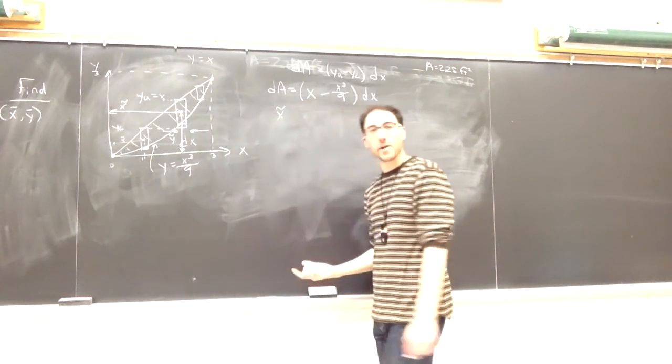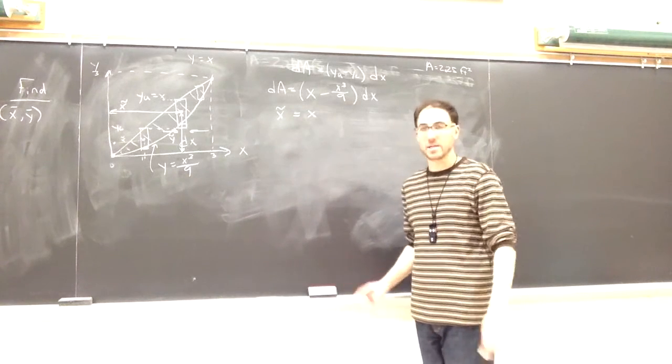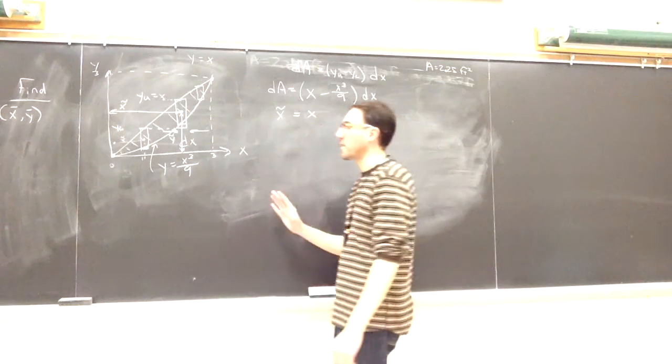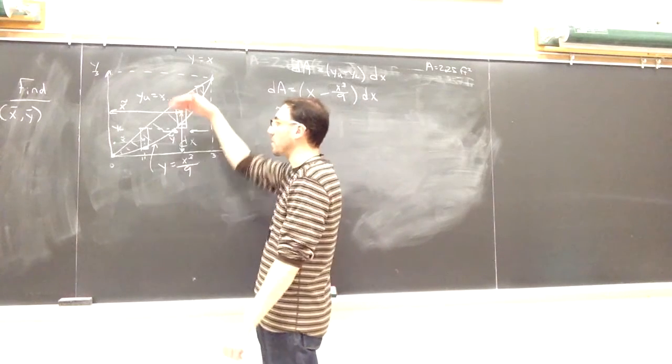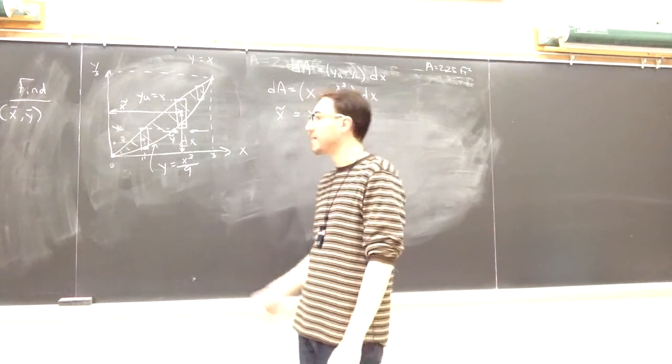So in this case, for vertically oriented rectangles, my x tilde will be just x. And that's always true for vertical strips. For horizontal strips, it will always be true that y tilde will be equal to y.